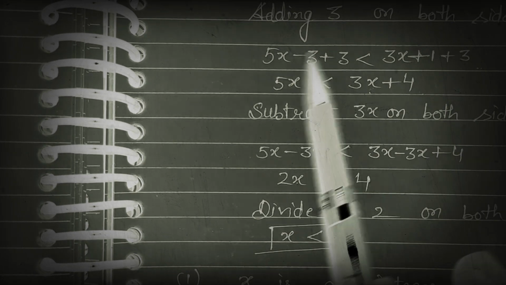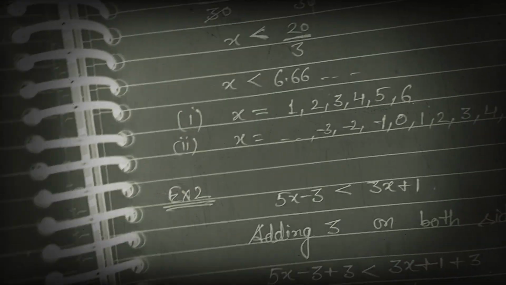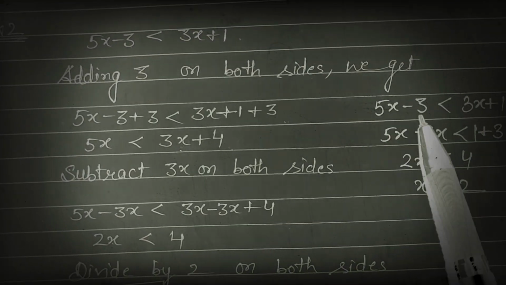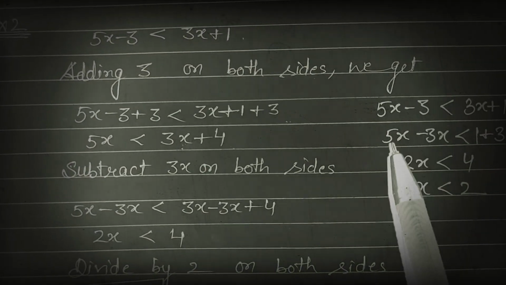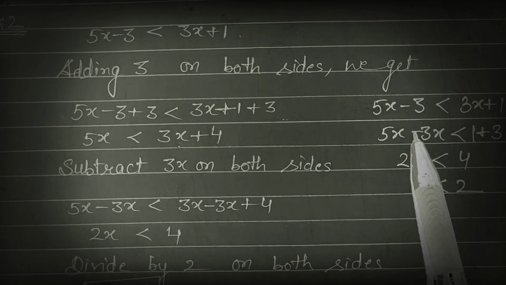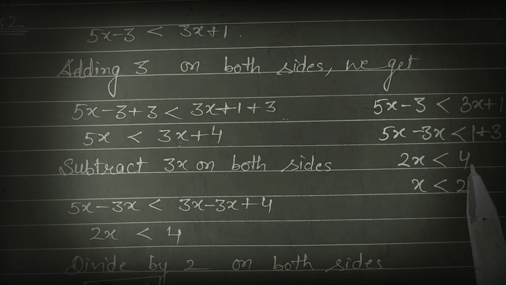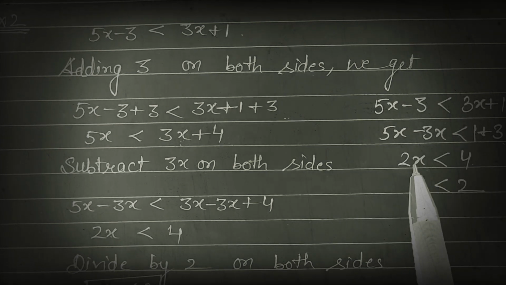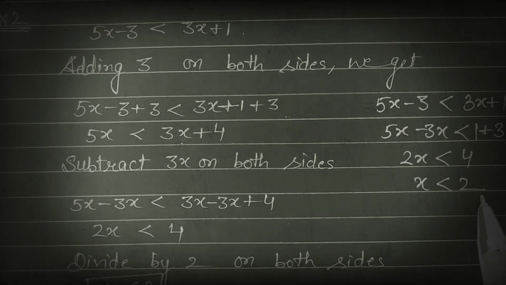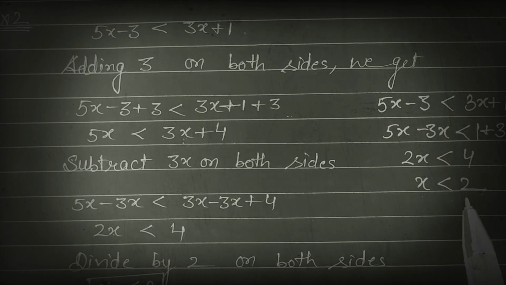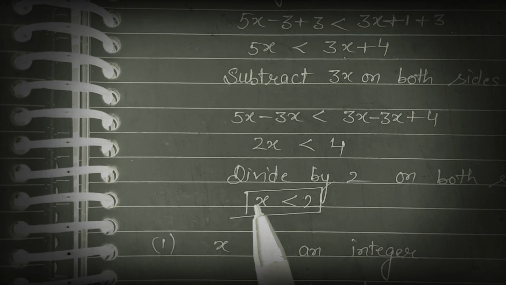Or you can do this question this way, the direct method. In this, 5x minus 3 is less than 3x plus 1. So firstly take 3x on the left hand side and this minus 3 on the right hand side. So 1 plus 3 is 4, and 5x minus 3x is 2x. So x will be less than 4 upon 2, which is 2. Clear? Here also x is less than 2.